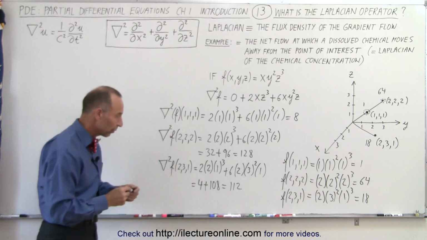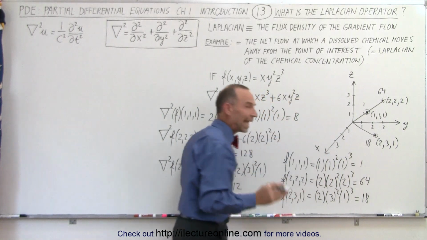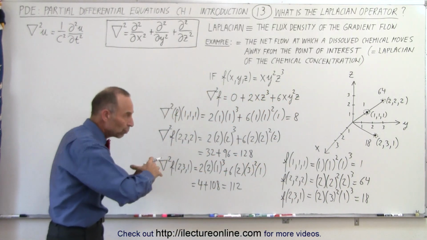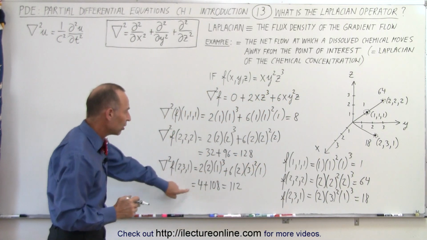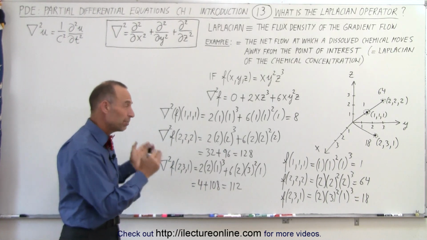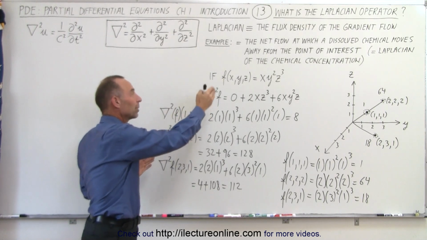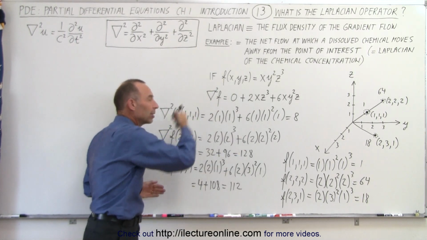Yep, there we go. So again, if we draw a little sphere around that point right here, and we want to know the average change in the gradient as we move in all different directions, that change would be equal to 112. And so again, that's what it means. That's how we calculate the Laplacian, and that's how we evaluate the Laplacian.